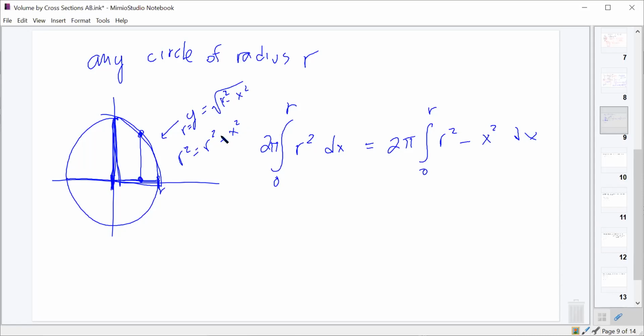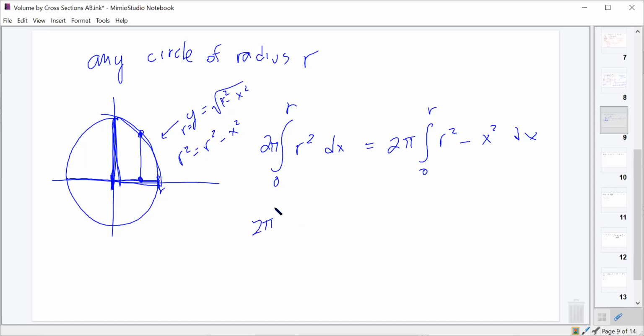Okay, yeah, that makes sense. Maybe we should call this capital R as our radius here. I don't know, maybe that makes more sense. We'll just leave it like that, it's fine. And so when we integrate this, what do we get?